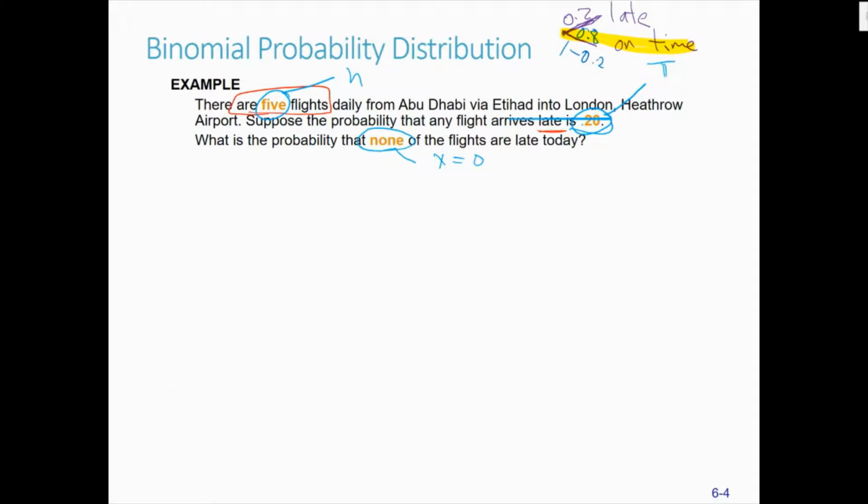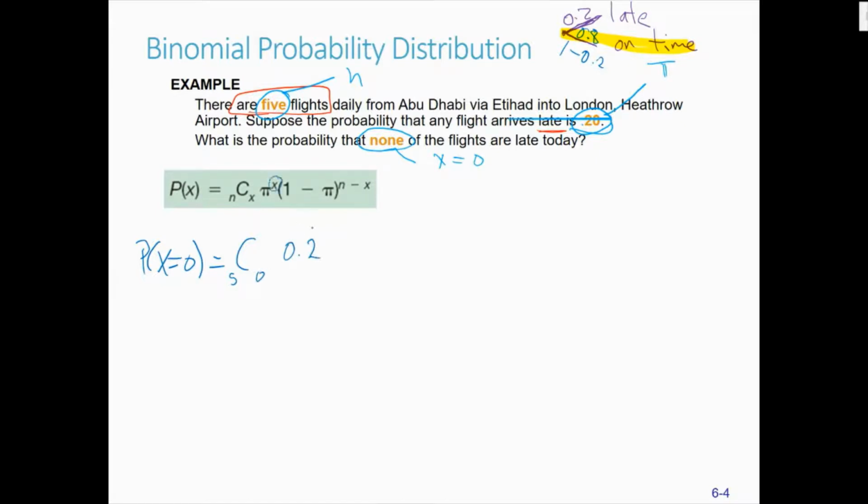Okay, so let's look at this, where you have n equals 5, pi equals 0.2, and x equals 0. Now, we saw the formula here. If we were to do it using the formula, the probability of x equals 0 is equal to, what is my n? My n is 5, C, x is equal to 0, times pi, which is 0.2, to the power of x, which is 0, and you write that in your calculator, times 1 minus 0.2 to the power of 5 minus 0. You don't have to do minus 0 here, but just to test it, put it in there, not a problem.